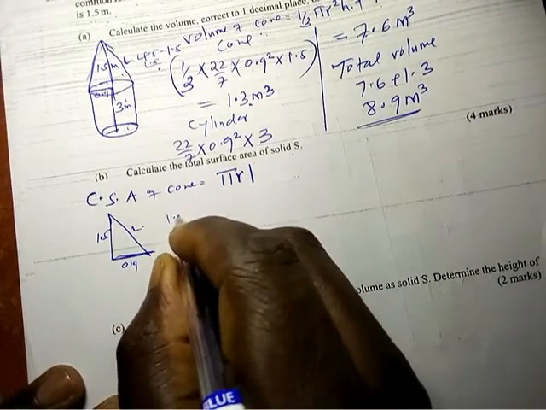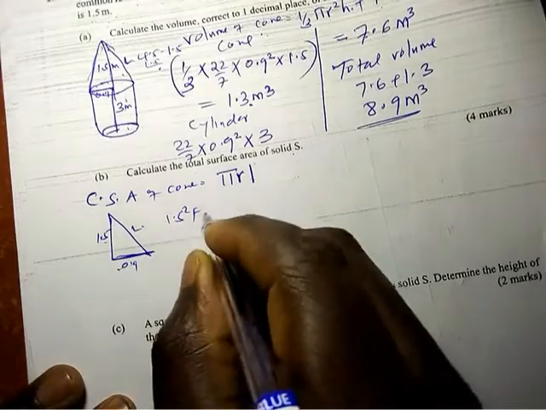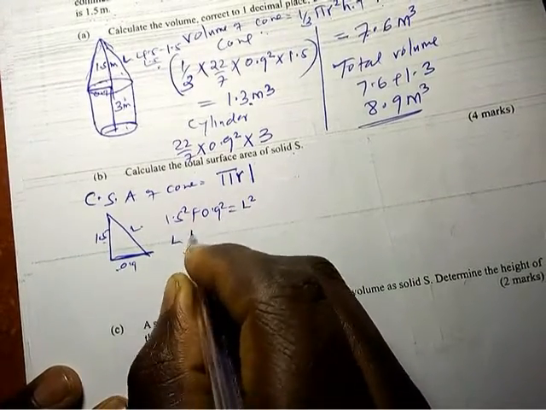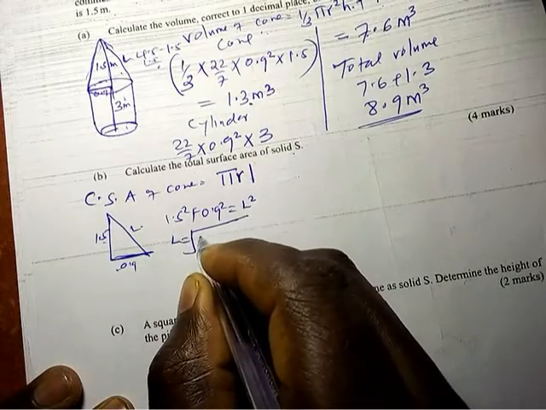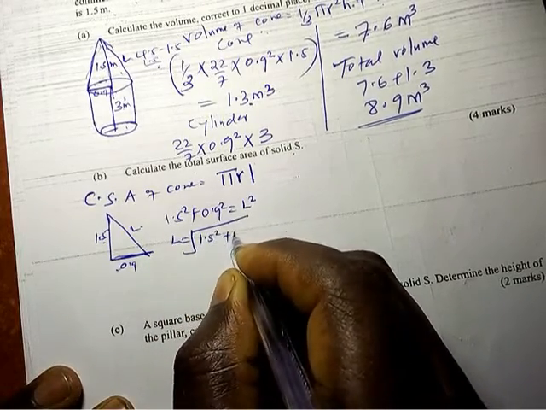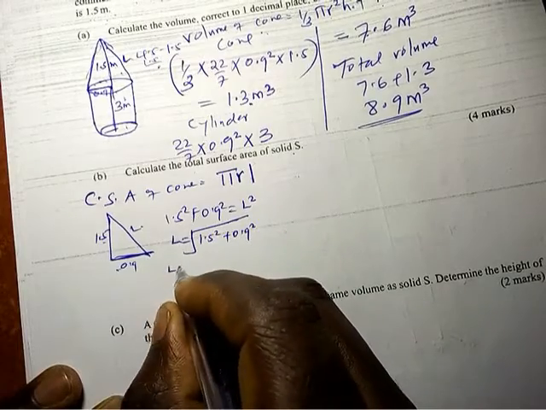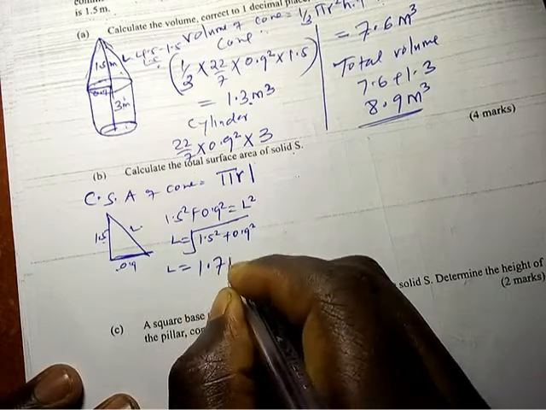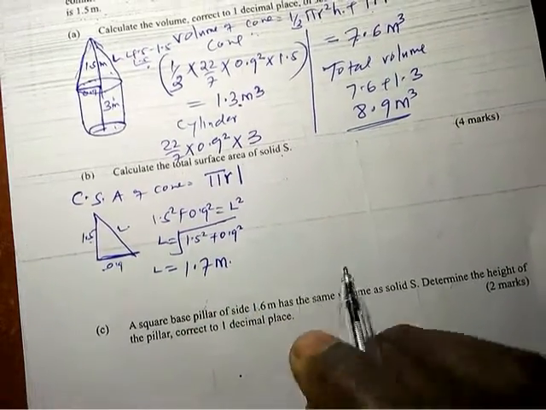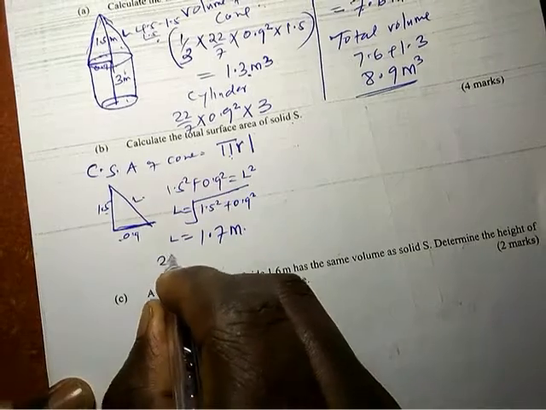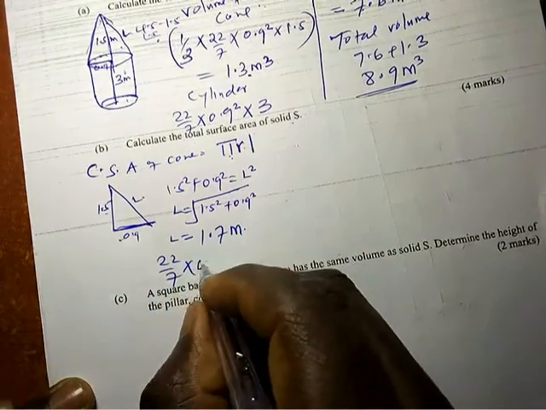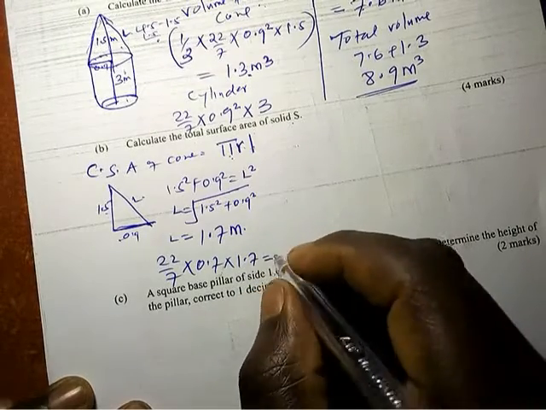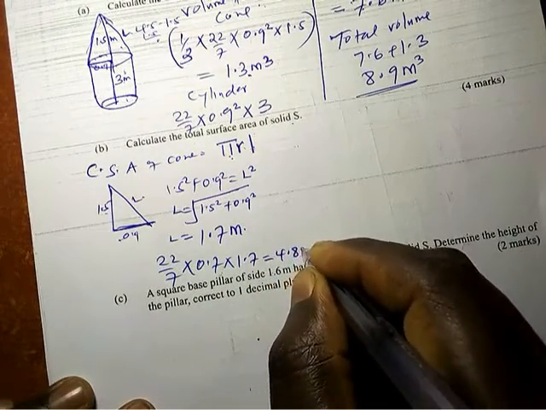So 1.5 square plus 0.9 square will give us L square. So L itself is the square root of 1.5 square plus 0.9 square. So L is equal to 1.7 meters. Now we have L. Now we can calculate this one, which is 22/7 times radius 0.9 times L 1.7. That one gives us 4.8 meters square.